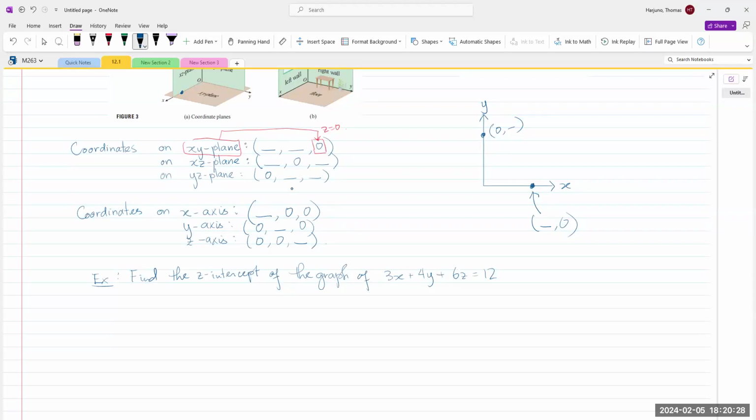Well, we know z-intercept means it is on the z-axis. Now, because it is on the z-axis, then x and y must be 0, right? Okay, therefore 3 times 0 plus 4 times 0 plus 6z equals 12. We get z equals 2. Sorry, 2, not 12. So the z-intercept is 0, 0, 2.